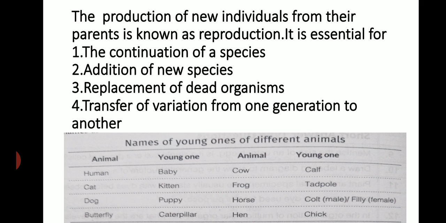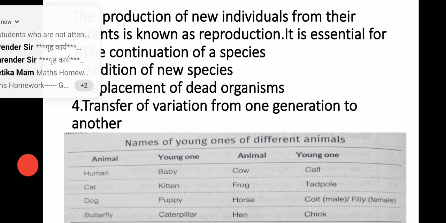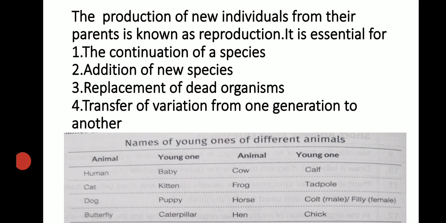So, reproduction is essential for the continuation of species, addition of species, replacement of dead organisms and transfer of variation from one generation to another.